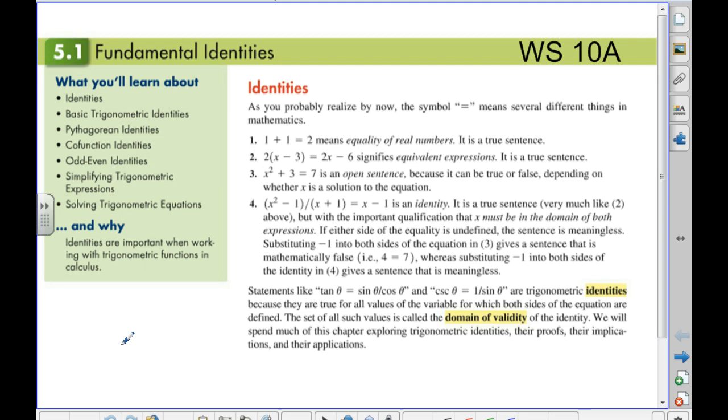Now, worksheet 10A talks about what is an identity. An identity just means it's basically a trade for something. So this is an identity: 2 times the quantity x plus 1 is equal to 2x plus 2. It's an identity. They're both equal. You could trade one for the other, okay?